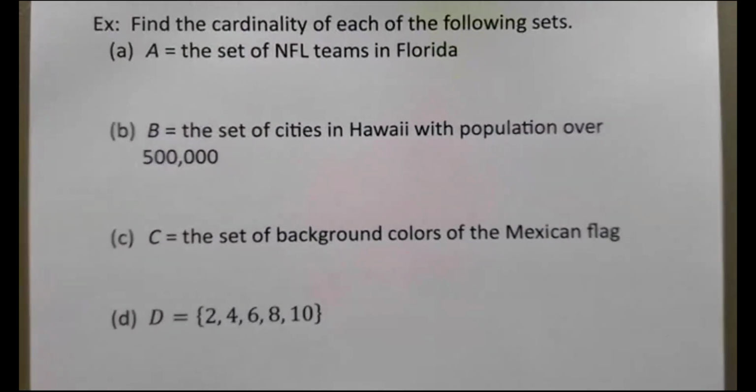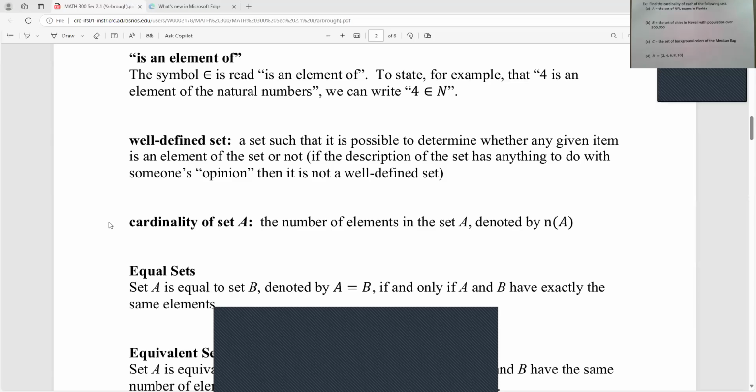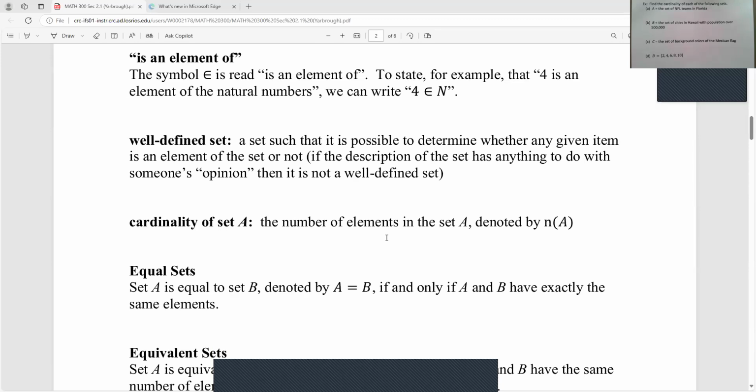Let's remind ourselves what the word cardinality means. That was something we saw in the beginning. Right here, cardinality. The cardinality of set A simply means the number of elements in set A. It's denoted by this notation, n(A). That means the number of elements in set A. That's called the cardinality of set A.